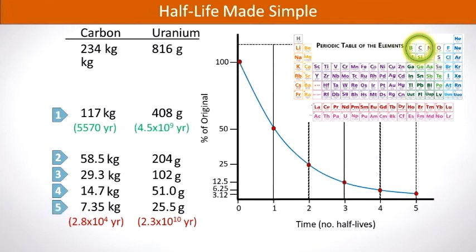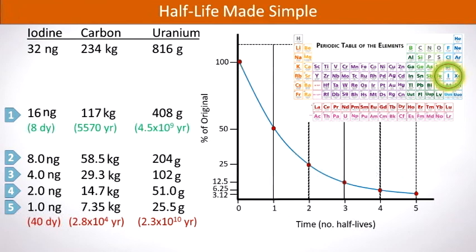Another example is shown here for carbon, which also undergoes half-life. However, its half-life period is much shorter than that of uranium. And if we only had 234 kilograms of carbon, after 5 half-lives, we would have 7.35 kilograms. We could do likewise for iodine. If we start with 32 nanograms and we took it through 5 half-lives, we would end up with 1.0 nanograms of iodine. Note that the concentration or mass simply depends on the units of choice.